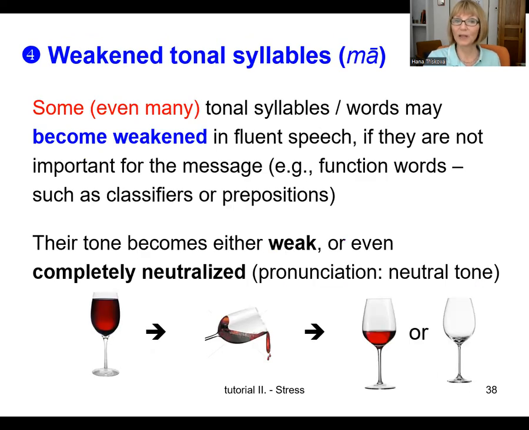And finally, weakened tonal syllables. Some, and in fast speech, even many, tonal syllables or words may become weakened in fluent speech if they are not that important for the message. For instance, function words such as classifiers or prepositions or postpositions. And what does it mean? The tone becomes either weak or even completely neutralized. The syllable is pronounced in the neutral tone.